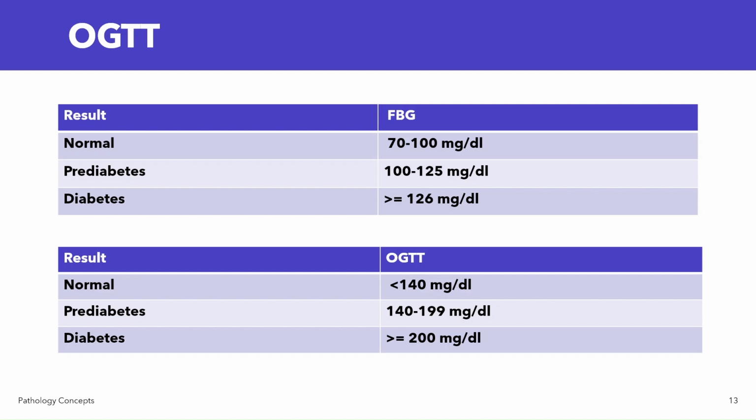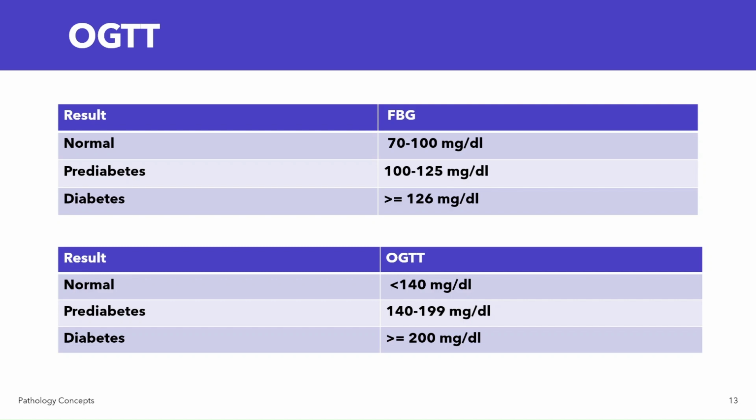This table shows various reference ranges of fasting blood glucose and glucose tolerance test. If glucose level is between 70 to 100 mg per dl, then it is normal in fasting condition. If the fasting blood glucose level is 100 to 125, then we can say the patient has pre-diabetes, and if the fasting blood glucose level is more than 126 mg per dl, then the patient can be suffering from diabetes.